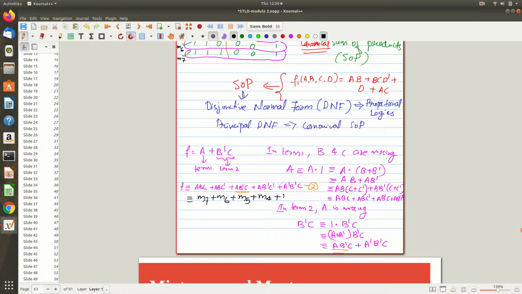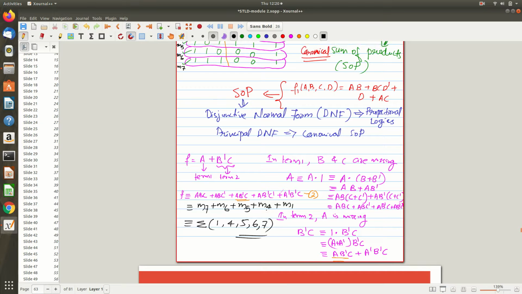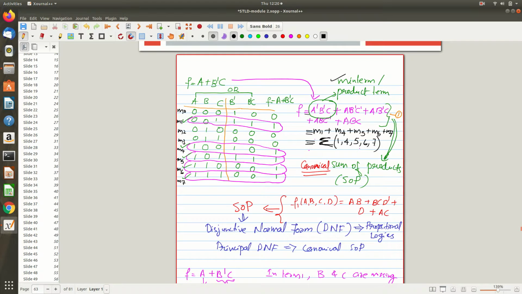This is 0 0 1, that is 1. Okay, so you write in order sigma of 1, then 4, then 5, then 6, then 7. So this is the sum of product notation, canonical sum of product notation. Simply SOP means even that original function A plus B dash C, that itself is SOP only. So we just need some products added together, that is SOP.